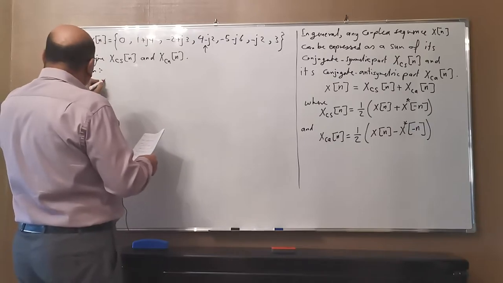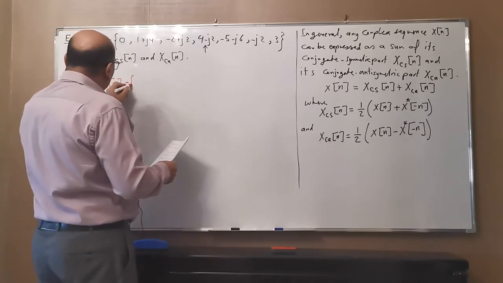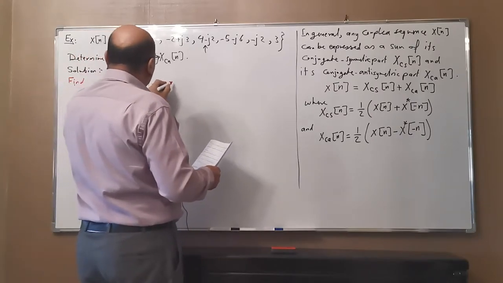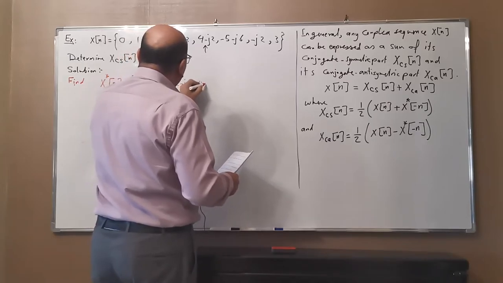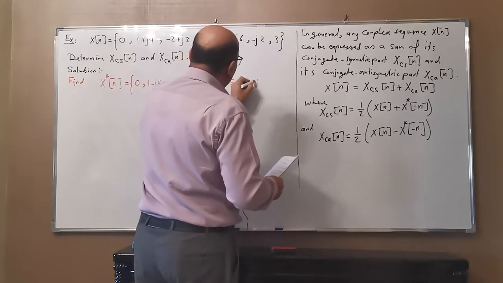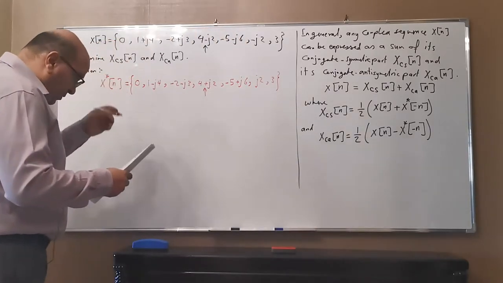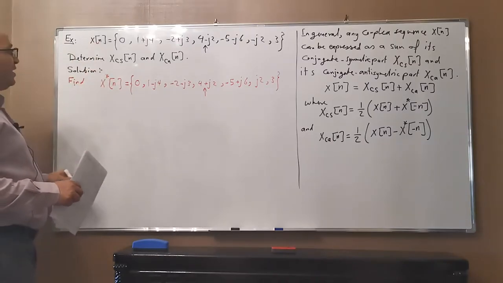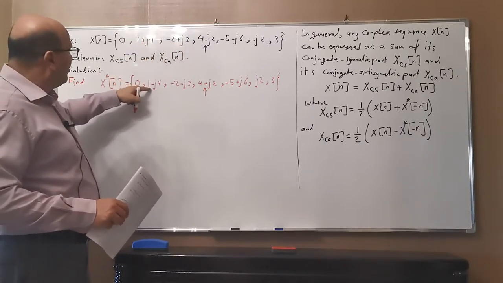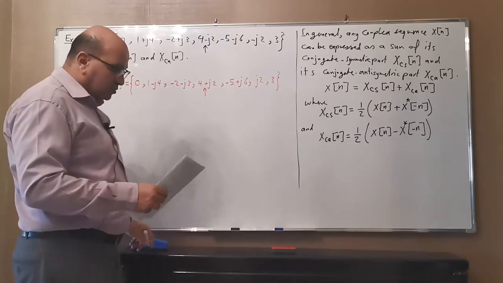Okay, so we will find first x complex conjugate of n. So this is going to be 0, 1 minus j4, minus 2 minus j3, 4 plus j2, minus 5 plus j6, j2 and 3. And this is the complex conjugate of x of n. Every complex part here will be the opposite sign of it, you know, plus j4 minus j4, plus j3 minus j3, minus j2 plus j2 and so on.